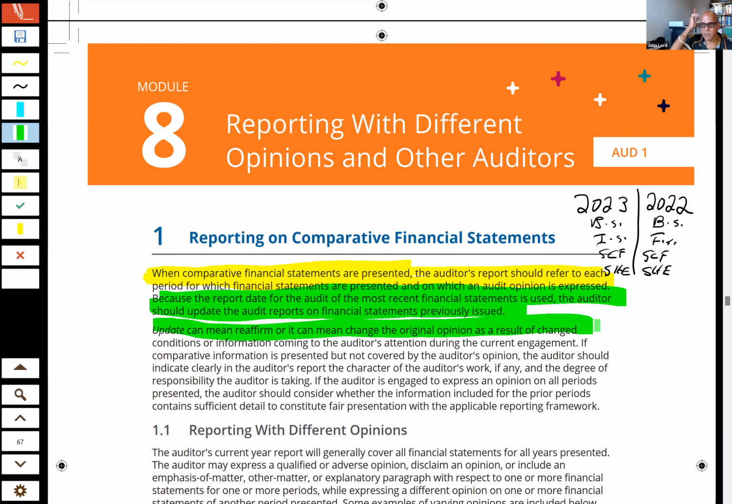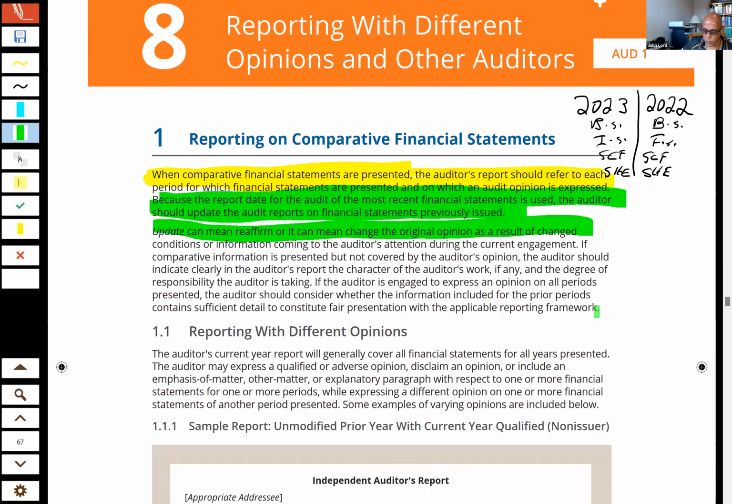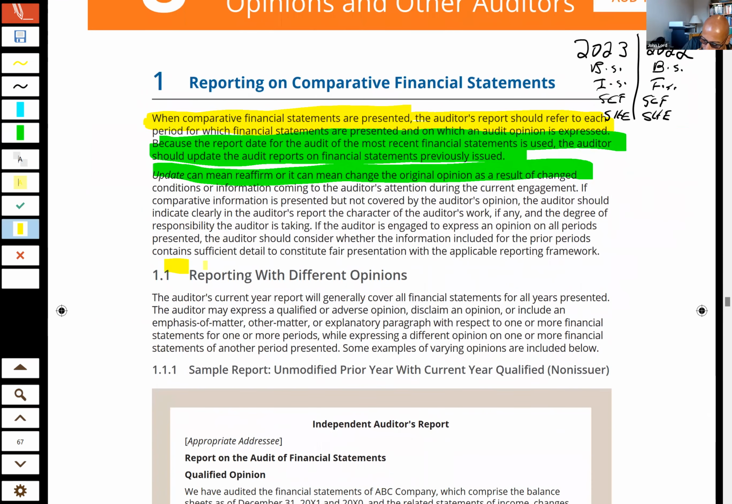Now, update means reaffirm, or it could change our original opinion. Update means, I said it was unqualified, unmodified last year, and I still believe that. You don't have to say that in the report. It just means that you're going to write your report, call out the 2 years, and you'll unqualify, unmodify for both years. Or it could mean that now I believe my statement from last year should have been modified because there's been some new information that has come to my attention.